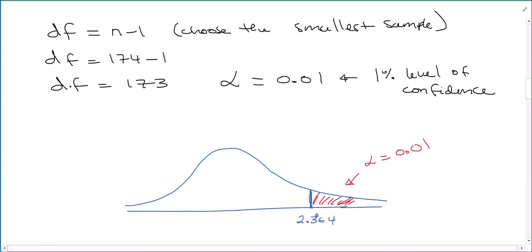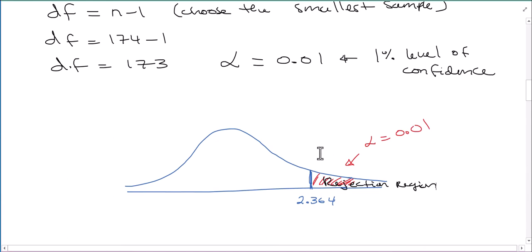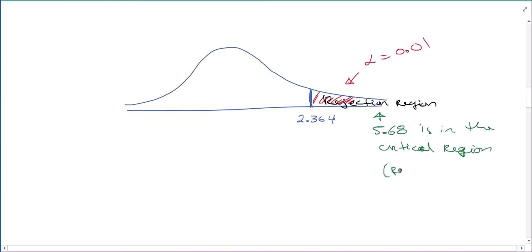So 2.364 here. So this is the rejection region. Let me see what color. Let's put that in here. So this is the rejection region. Now let's look at our t value. It was 5.68. So where does 5.68 fall? Does it fall in the critical region, the rejection region, or does it fall outside of that? 5.68 does fall in here. So it is in the critical region, which is the rejection region.